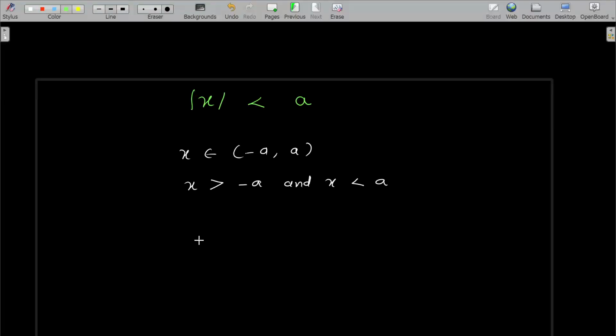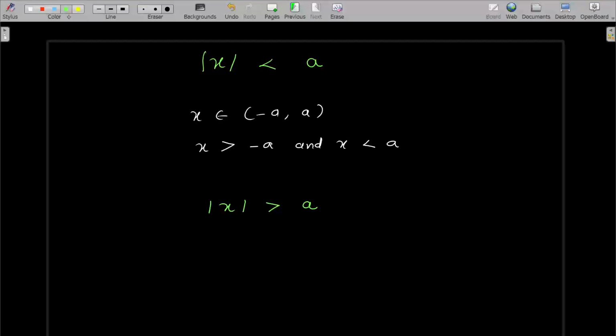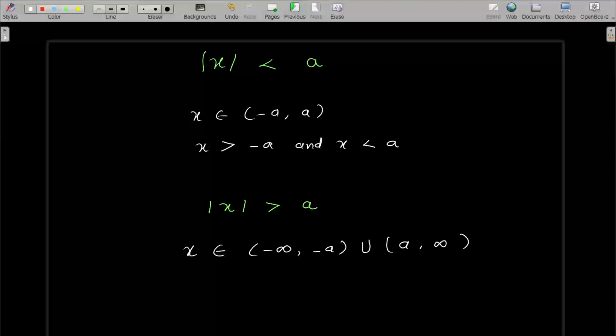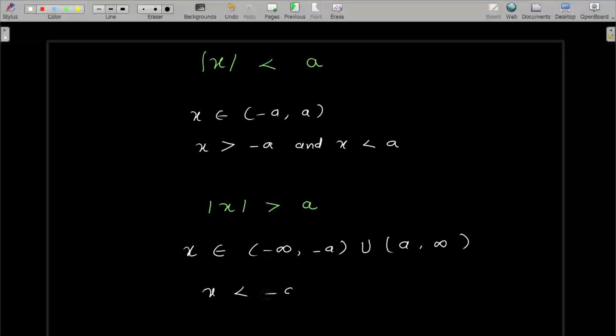Anishka, can you tell me the interval for absolute value of x greater than a? It goes from negative infinity to negative a, union a to infinity, and x is less than negative a and x is greater than a.